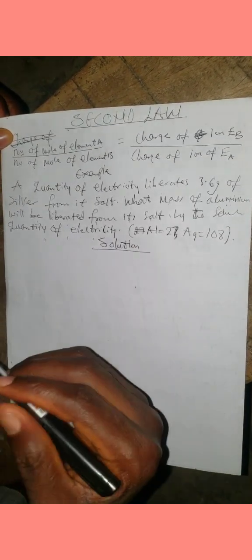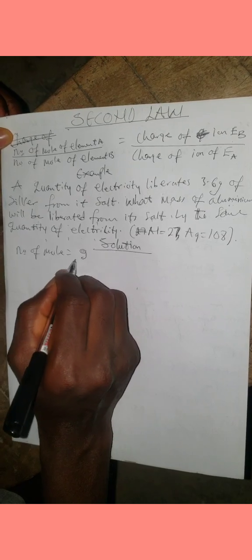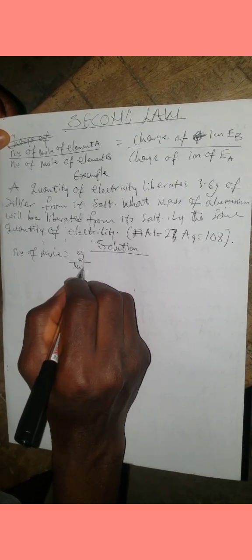Now if you look at this question, a quantity of electricity liberates 3.6 grams of silver from its salt. What mass of aluminium will be liberated from its salt by the same quantity of electricity? You can see they are asking for the mass of aluminium here, not mole. Now if you look at this formula, the number of mole of element A is not given, but we can use this mass of silver to get the mole of silver, because we know that number of mole is equal to reacting mass over molar mass.